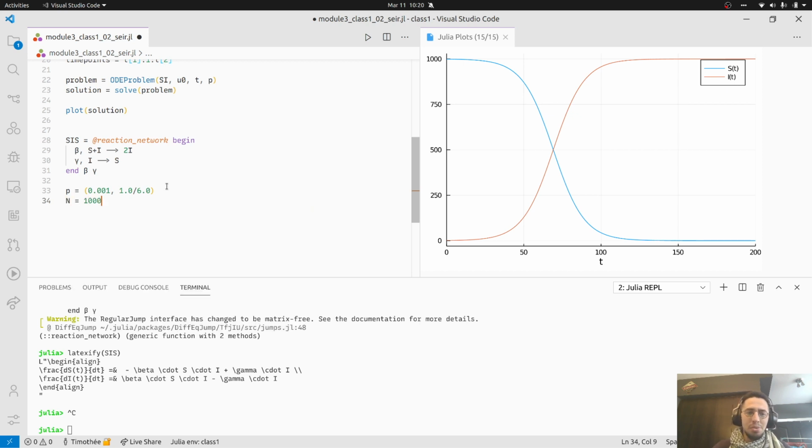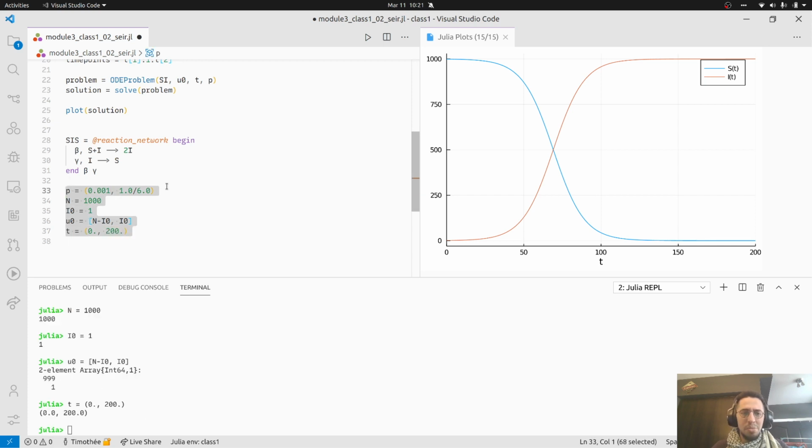We're going to keep n equals 1,000. I0 is going to be 1, so that means that our initial susceptible population is n minus 1 minus I0. We haven't added a compartment here, which is the important step, that we've added a way to move across compartments. For the moment, we still have only 2 states that you can have in the population. We're going to keep t equals 0 to, let's say, 200, whatever. So these are our parameters.